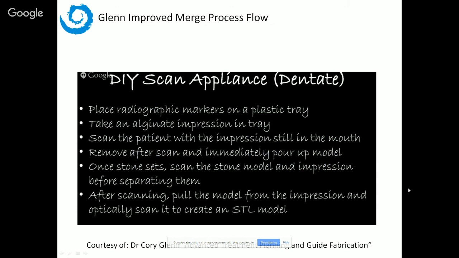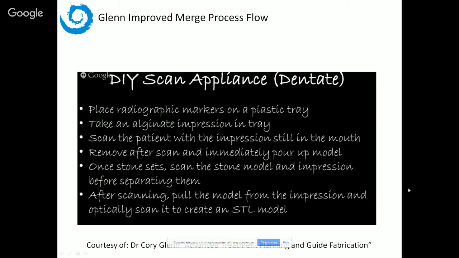You're taking an alginate impression in the tray. You scan the patient with the impression still in their mouth. You remove it after the scan and immediately pour up the model. Once the stone sets, then you scan the stone wearing the scan appliance. And then you lastly scan the STL model.